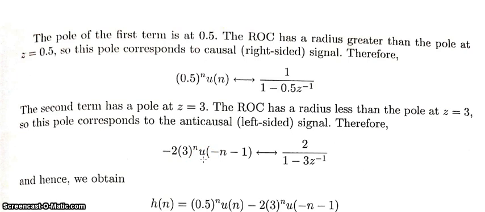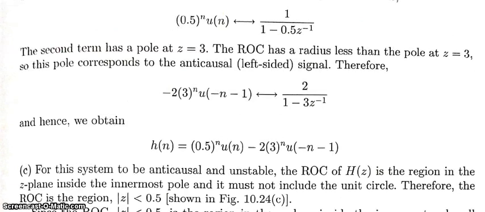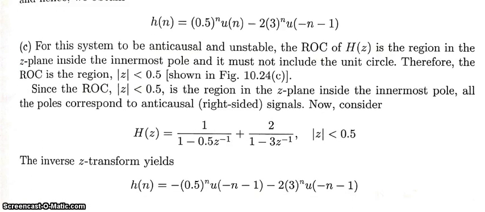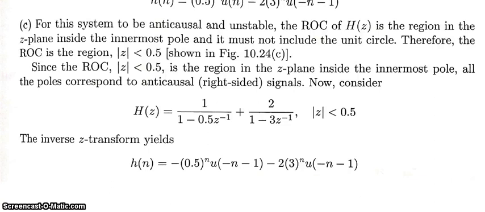Combining the two terms, h of n is 0.5 raised to n into u of n minus 2 into 3 raised to n into u of minus n minus 1. Third case is for the system to be anti-causal and unstable. The ROC of h of z is the region in the z plane inside the innermost pole, and it must not include the unit circle. Therefore, the ROC is the region mod z less than 0.5.